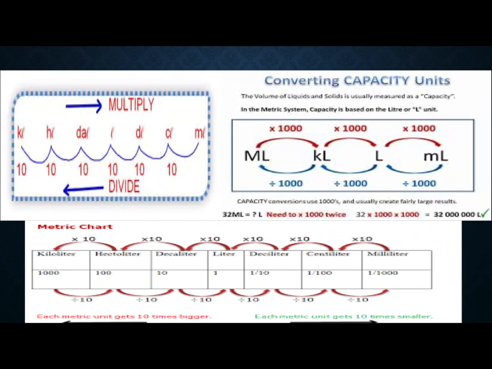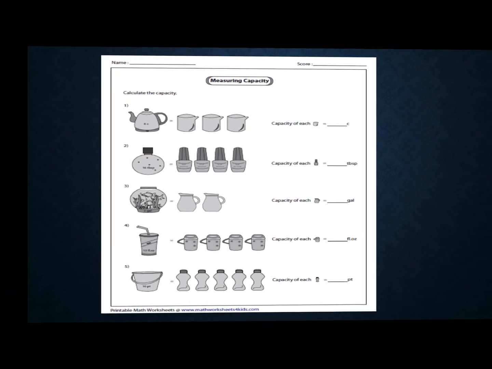Now converting capacity units. How can you convert? As you know, the basic unit of capacity is the liter. When you go to the right side, it will be less than a liter: deciliter, then centiliter, and at last milliliter. When you go to the left side, it will be decaliter, hectoliter, and kiloliter. When you go from a bigger unit to a smaller unit, you have to multiply, and when you go from a smaller unit to a bigger unit, you have to divide.